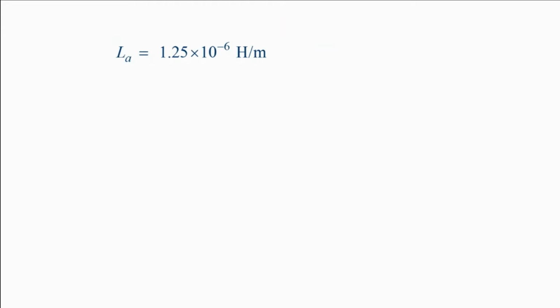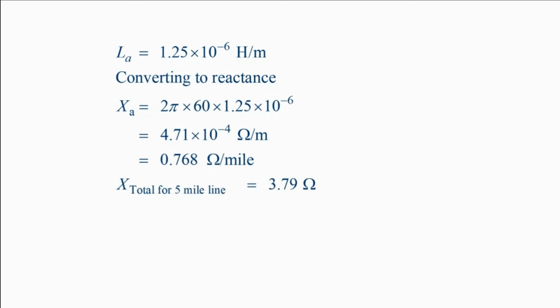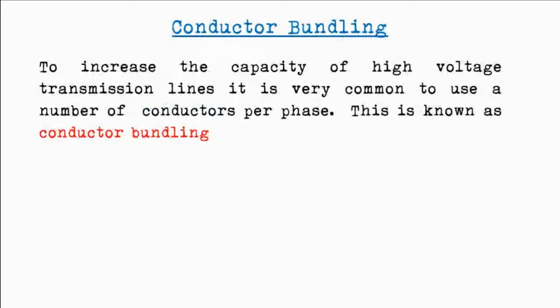Now I want the reactance. The reactance is omega multiplied by the inductance. Omega is 2 pi f, and f is given as 60 hertz. So I can get X as ohm per meter. Then I will convert to mile, because the length of the transmission line is given in miles. So if I multiply this 0.768 by 5 miles, I will get the reactance of the transmission line, 3.79 ohm.